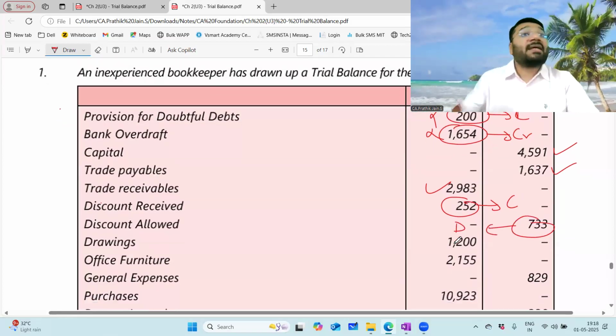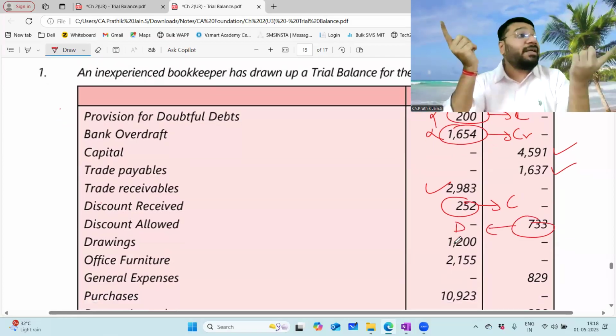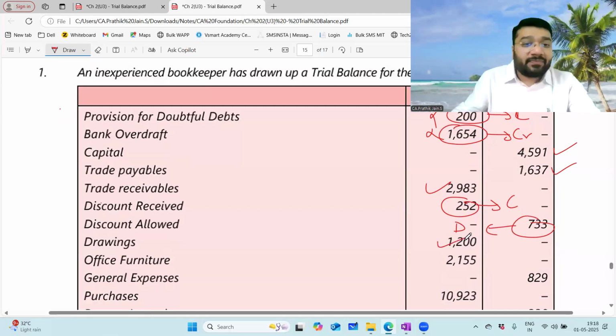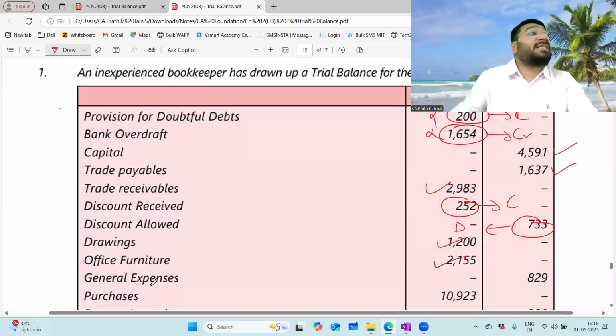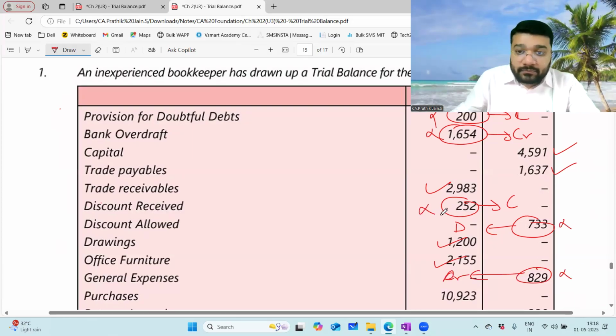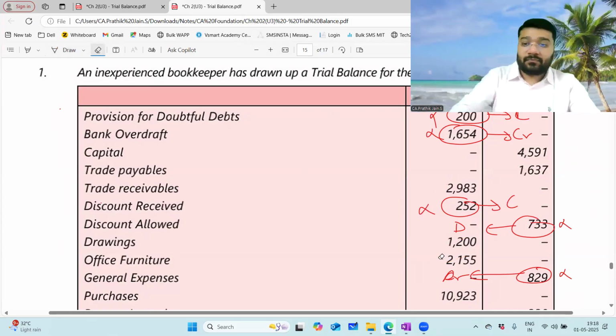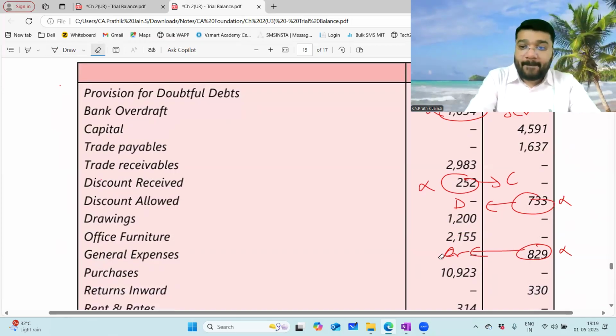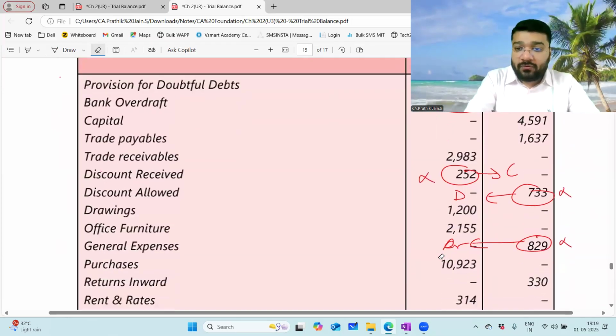Drawings. Capital is a credit balance, so drawings will be the opposite. Debit balance. This is right. Office furniture. Asset. Debit balance. General expenses. Expenses. Debit balance. Wrong. It should go to your debit side. One, two, three, four, 5 mistakes so far.